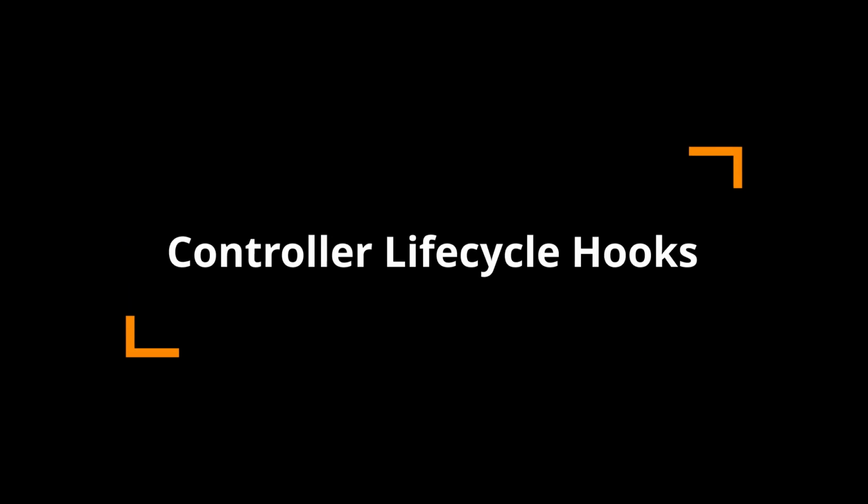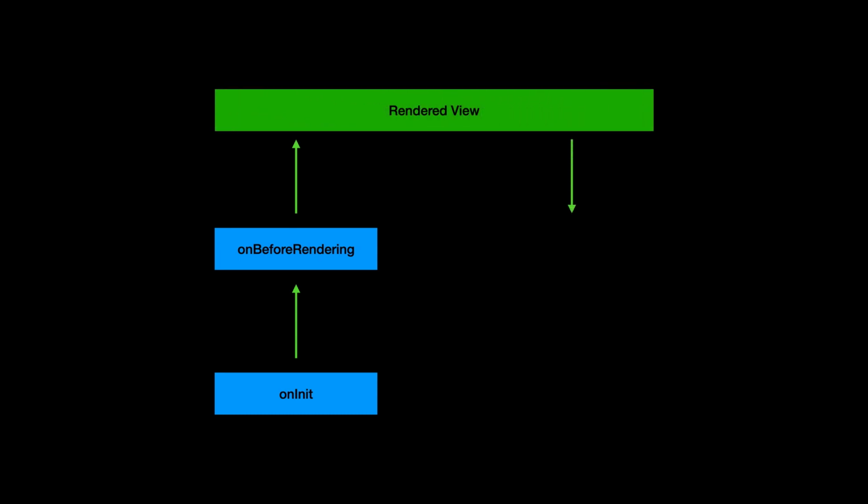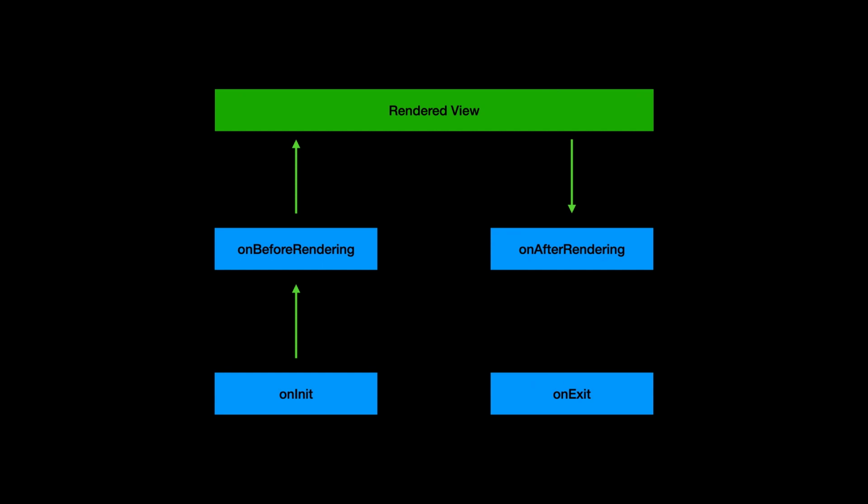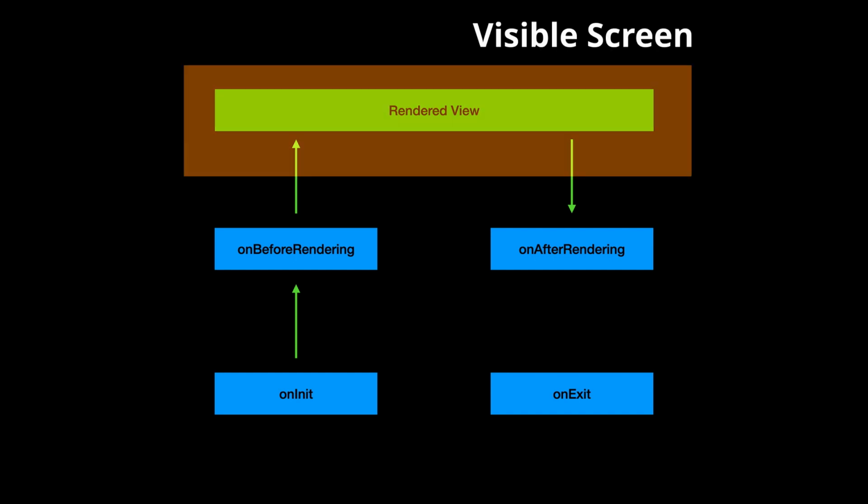Lifecycle hooks are a bunch of functions that a controller goes through from creation to destruction. onInit, onBeforeRendering, onAfterRendering, and we also have onExit. Each function can be overwritten to apply your logic to the application. onInit is for one-time initialization, while the counterpart of onInit is onExit, which is when the view is destroyed and gone forever. onBeforeRendering and onAfterRendering are related to the visible parts to the user.